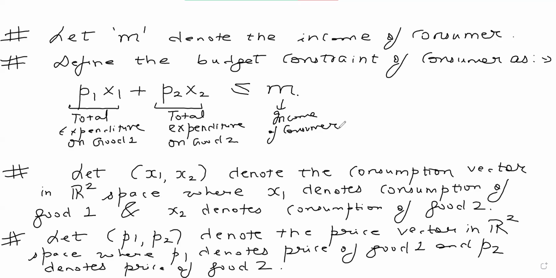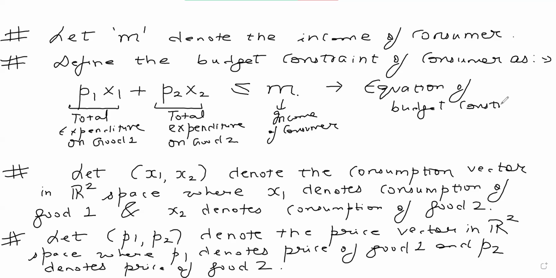That means your total expenditure on both the goods cannot exceed your income. Remember, we are not allowing for the possibility of borrowing here. The consumer cannot borrow. That means whatever he or she is spending should either be equal to his or her income or less than his or her income. This is the equation of the budget constraint.